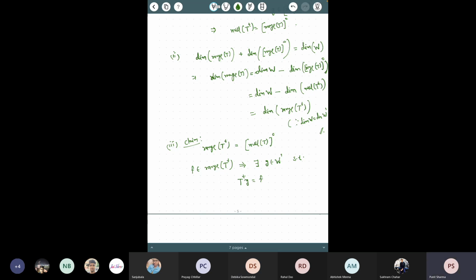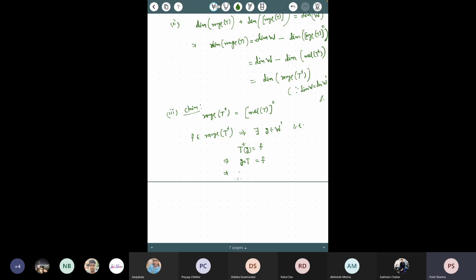But then these two are functions, right? T transpose g, if you recall, is g composition with T, which is equal to f. And f is a linear functional on V. And you are saying these two things are the same, that means their function values are the same. So this is the same for all v belonging to V, because f is a linear functional on V.